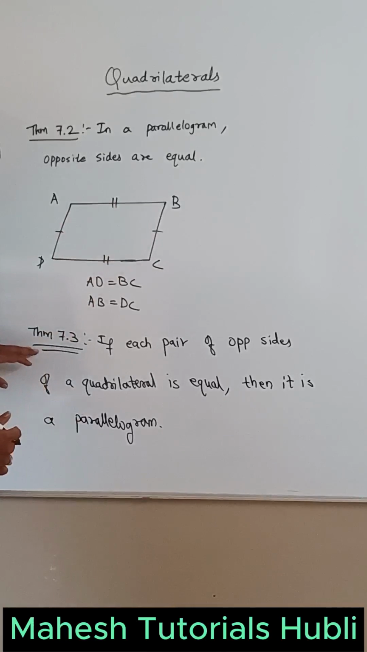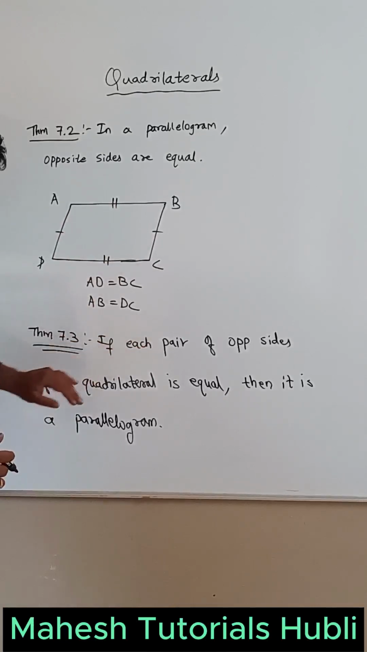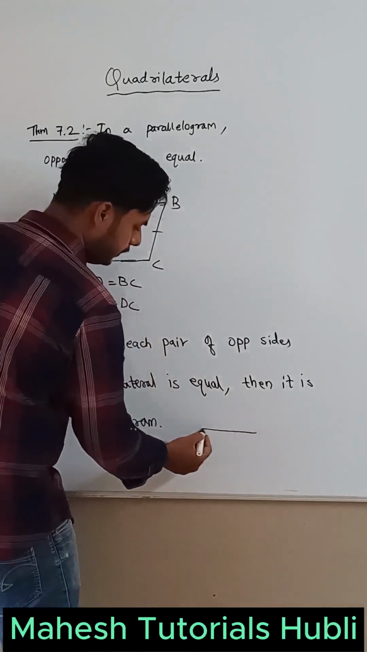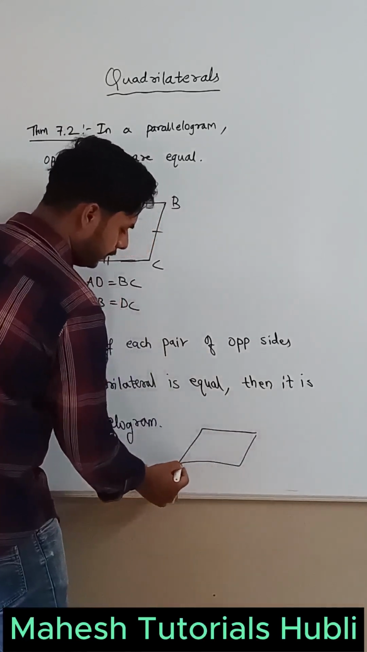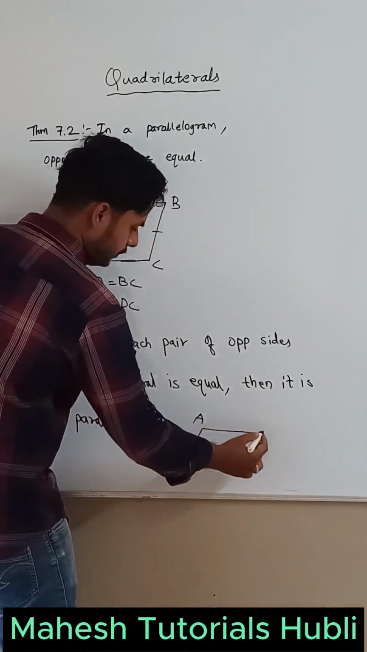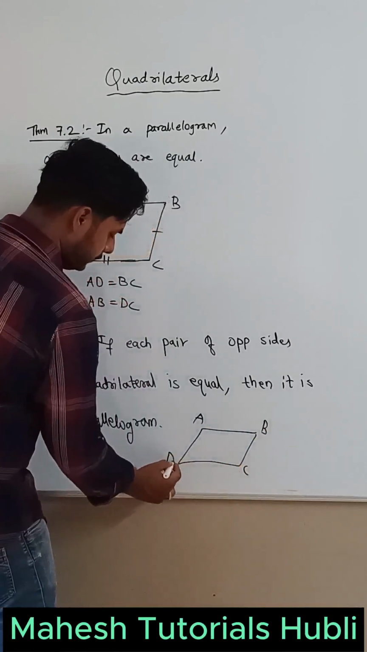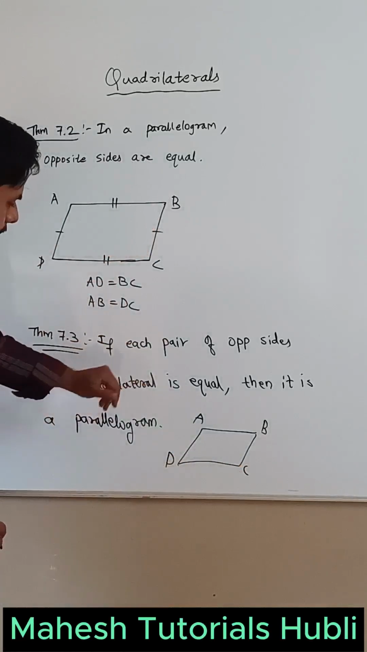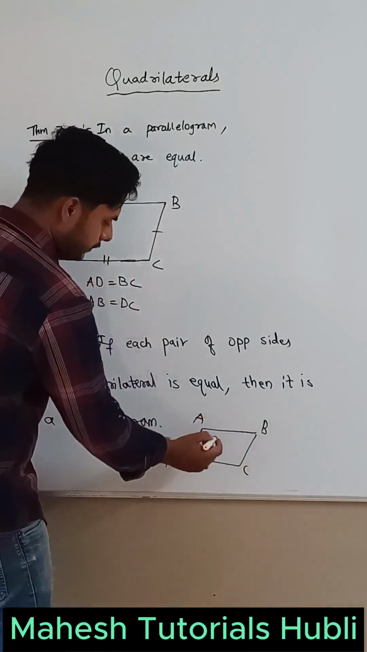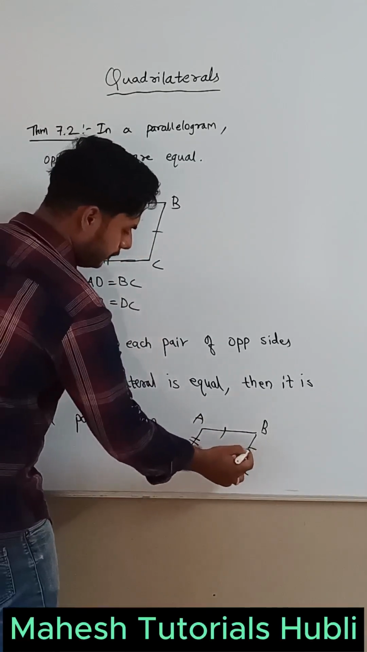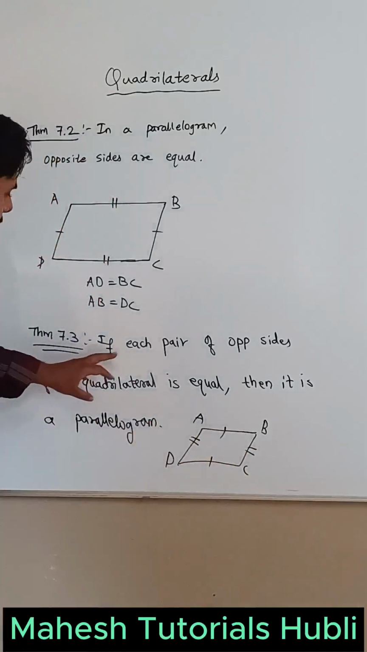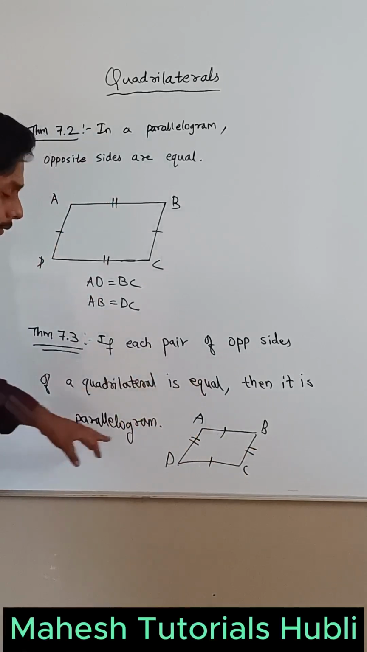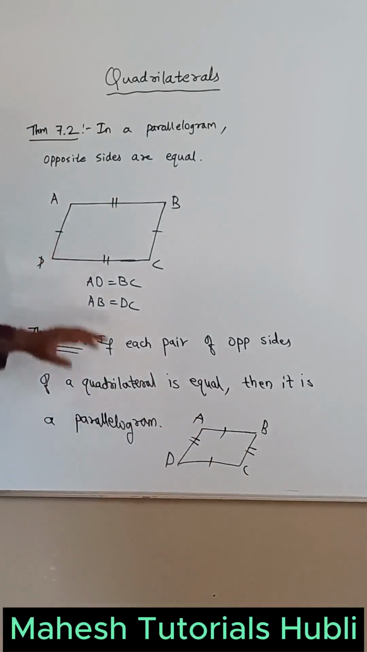Okay, next, theorem 7.3. If each pair of opposite sides of a quadrilateral is equal. There is a quadrilateral, we don't know whether it is a parallelogram. I will just take a quadrilateral, four sides. Understand the concept. If each pair of opposite sides of a quadrilateral is equal, this and this and this and this, these are the pairs, one pair, second pair, then it is a parallelogram.